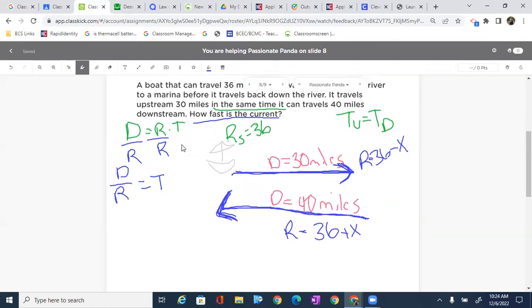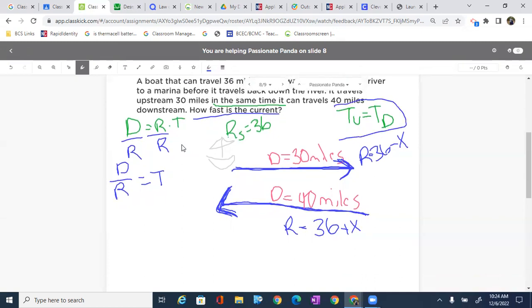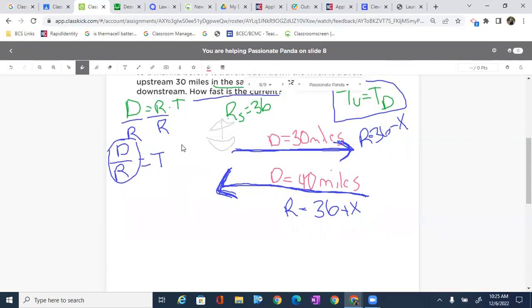Okay, now we go back to this statement right here. The time upstream is the time downstream, and the time is distance over rate. So I'm going to set that up now. The time upstream: what is the distance upstream? It is 30 over its rate of 36 minus x, and that is equal to the time downstream. It goes 40 miles downstream with a rate of 36 plus x. All right, so let's plug this into Desmos.